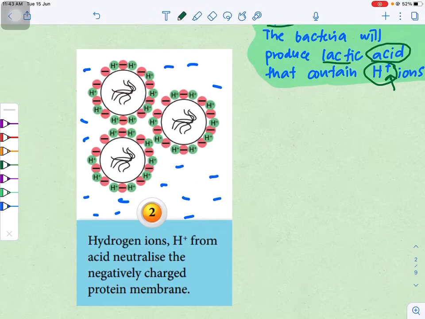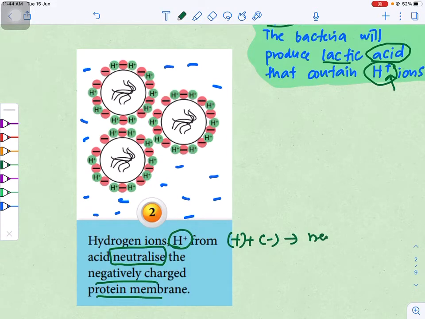So just now we had a negatively charged protein membrane. So what does the hydrogen ion do? It will neutralize. This is the term that you have to memorize, that you must use to explain coagulation. The hydrogen ion neutralizes. Don't forget, this keyword is really important. Neutralize what? Neutralize the negatively charged protein membrane. So positive meets negative. What happens? It becomes neutral. Now the protein membrane becomes neutral.